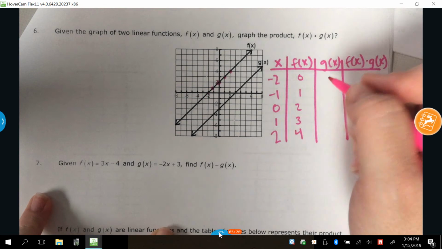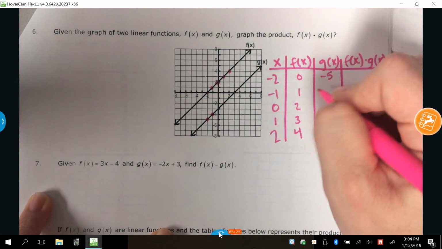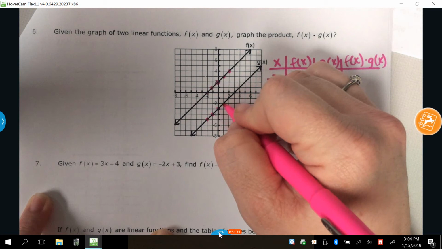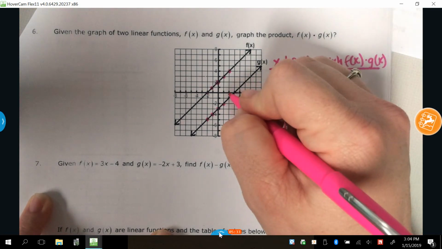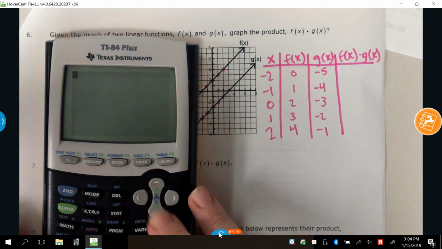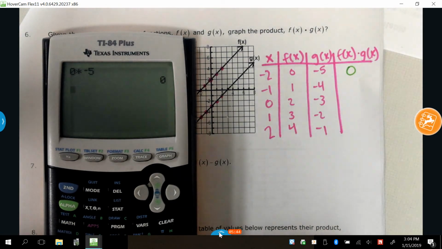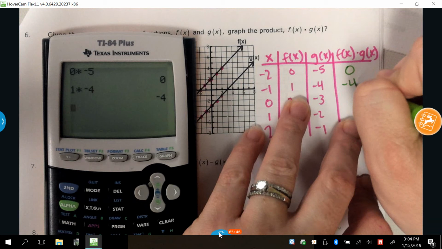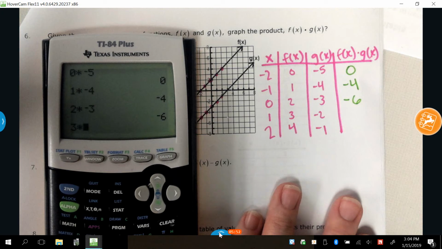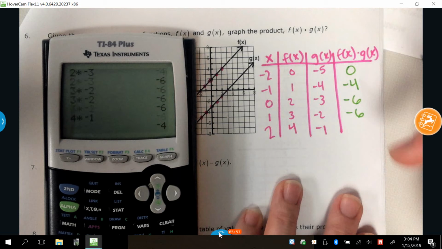G of x at negative 2 is negative 5, at negative 1 is negative 4, at 0 is negative 3, at 1 is negative 2, and at 2 is negative 1. And now we multiply. So again, use your calculator. Don't let this mess you up. 0 times negative 5 is 0. 1 times negative 4 is negative 4. 2 times negative 3 is negative 6. 3 times negative 2 is negative 6. And 4 times negative 1 is negative 4.